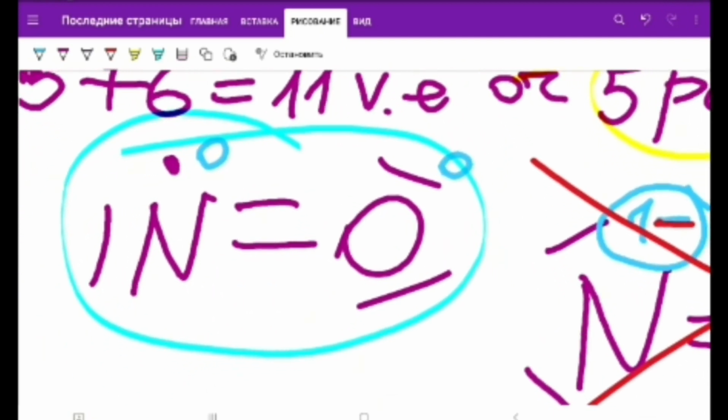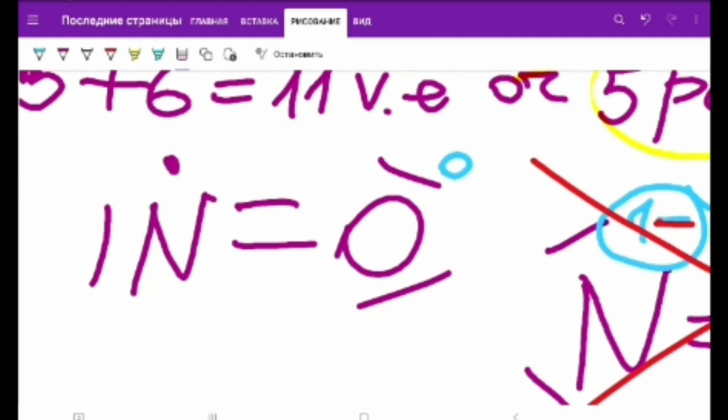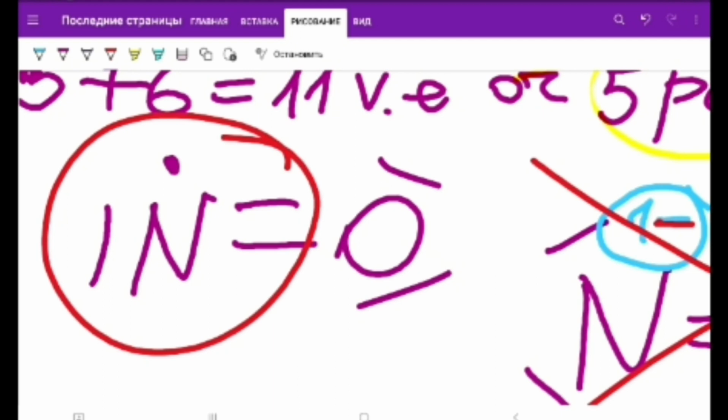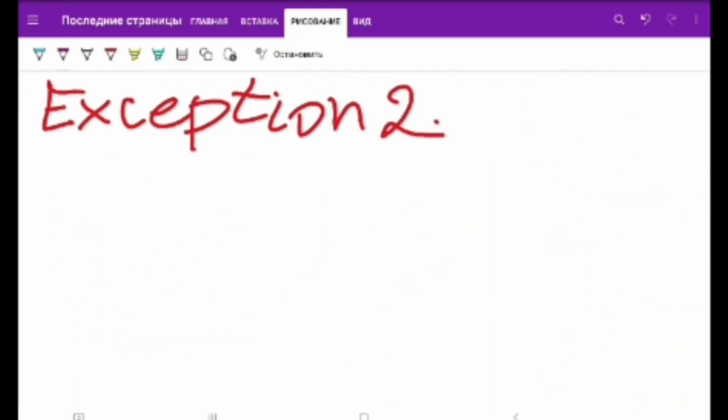And as we can see, for this nitrogen, the octet rule is not followed, because the number of electrons is odd. And let's now consider the second exception.